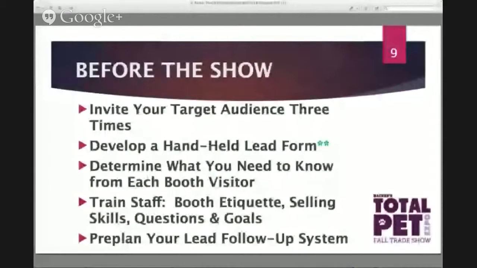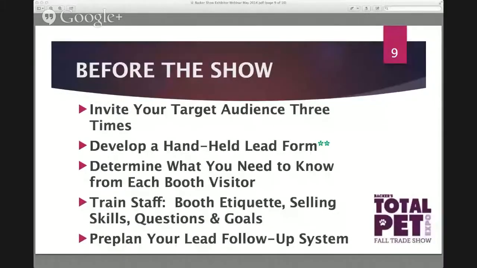Also before the show, I want you to consider a lead form. Many exhibitors will use a scanner to keep track of the people to whom they speak, but having a lead form is very helpful. Rather than writing notes on business cards, I recommend that you take a stapler with you and staple the business card to a lead form.